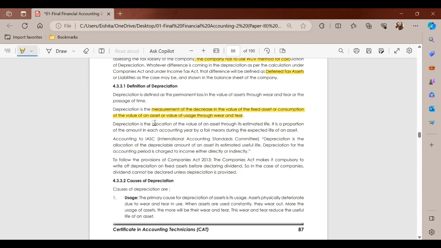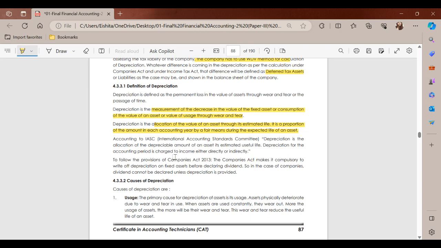Depreciation is the allocation of the value of an asset through its estimated life. It is an apportionment of the amount in each accounting year on a fair basis during the expected life of an asset. According to IASC, this definition may come in the exam. IASC kya hai? IASC is the International Accounting Standards Committee.